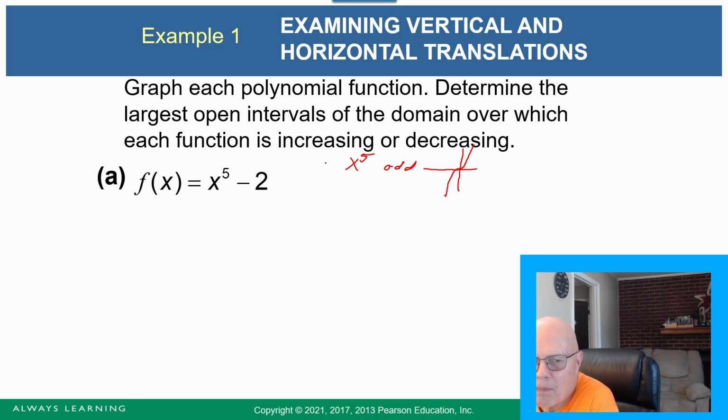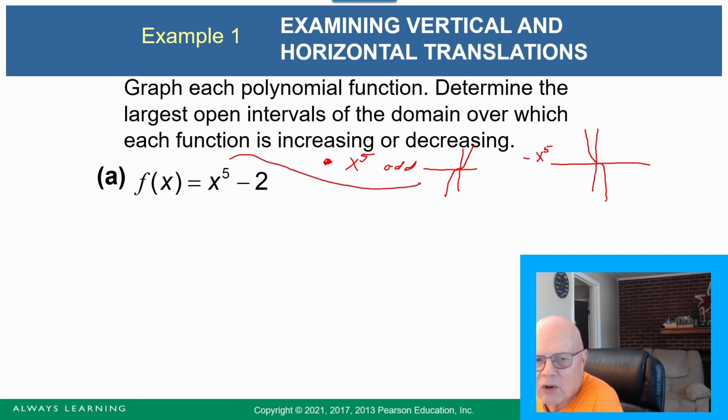Now, if there's a minus sign in front, remember that's going to turn it upside down. So minus x to the 5th, instead of going up to the right, it's going to go up to the left instead. Instead of going down to the left, it's going to go down to the right. In other words, it's flipped on the y-axis because of that minus sign. So that's one thing. Now this is a plus x to the 5th, so this one's going to start out looking like that. But it's got a -2 at the end.